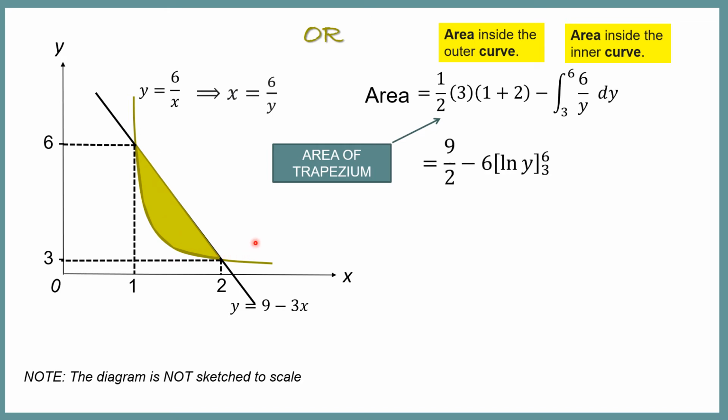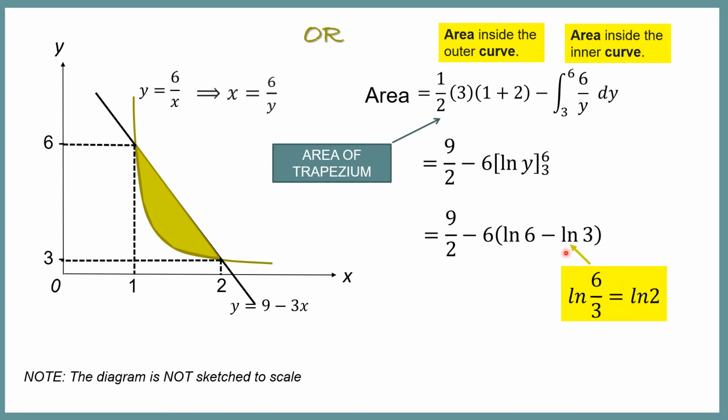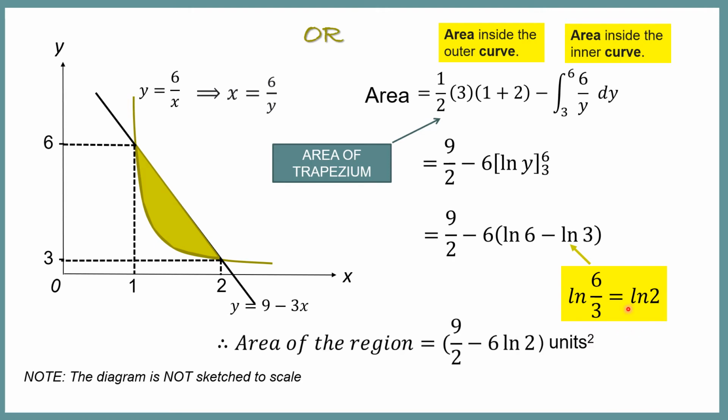Simplifying and integrating, we have 9 over 2 minus 6 ln y from y equals 3 to y equals 6. Substituting the upper limit, we have ln 6, minus substituting the lower limit, we have ln 3. Now we can simplify ln 6 minus ln 3 by applying the laws of logarithm for quotient, which is ln (6 over 3), which is ln 2. Thus, the area of the region is 9 over 2 minus 6 ln 2 units squared.